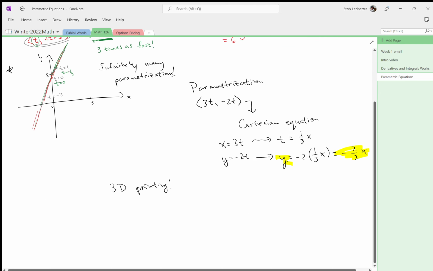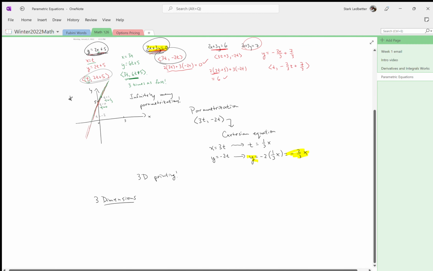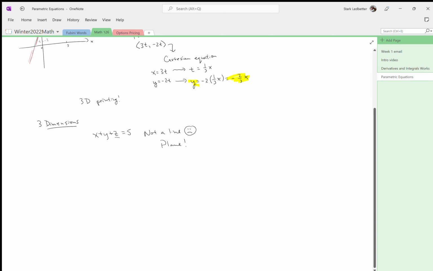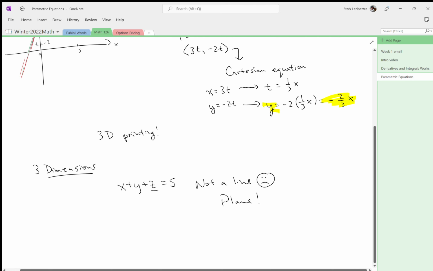But actually, even with lines, when you go to 3 dimensions, parametrizations can be really helpful. Because in 3 dimensions, I can't write a Cartesian equation for a line. Like x plus y equals 5 is a line. X plus y plus z equals 5, this would be going up to 3 dimensions, right? Z is the 3rd dimension. That's not a line. That's a plane. So that's no good. If I'm going up in dimension, I can't use this.